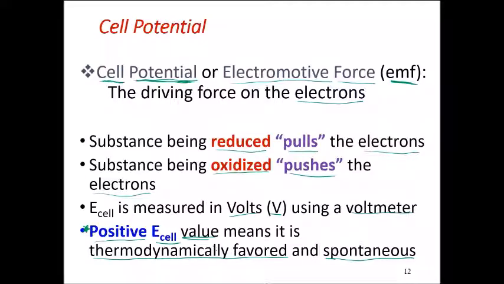So thermodynamically favored when the E cell is positive, and it would be spontaneous, and the electrons will just instantly flow from the anode over to the cathode, and you're going to have the anode pushing them because it's the oxidation side, and the cathode side pulling those electrons and getting them to come over.